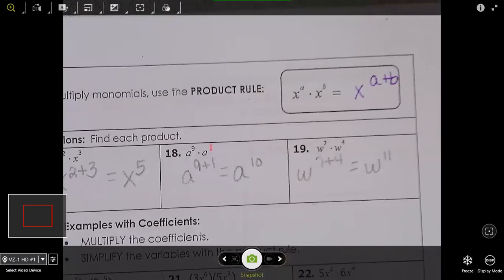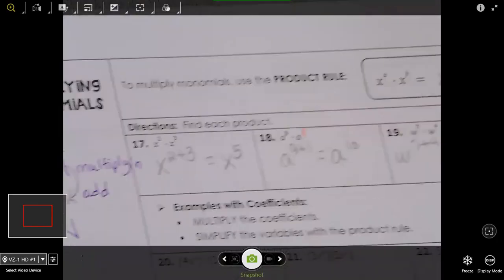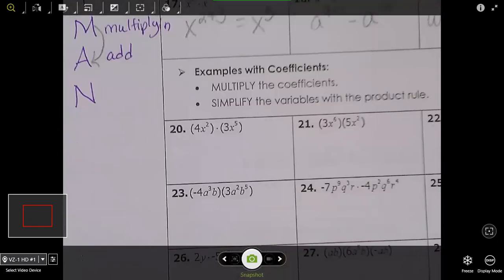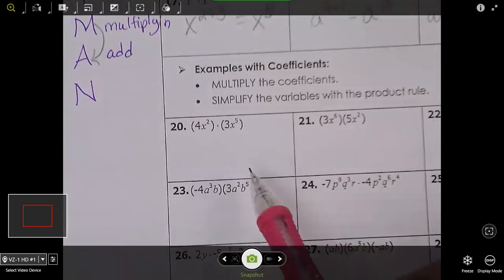Sometimes we have coefficients, and when we have coefficients, it's kind of easier for me to think about. Also, like in number 20, they had to throw in some parentheses. And I'm going, eek, because the parentheses kind of is confusing as well. Do you have to have parentheses on this problem? No. They just put them there to make it look pretty, I guess.